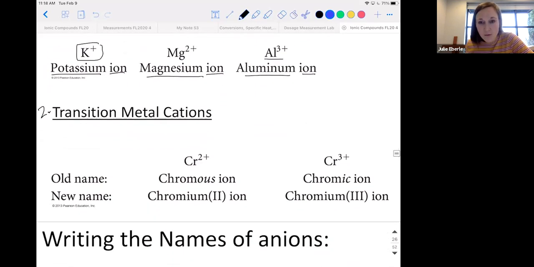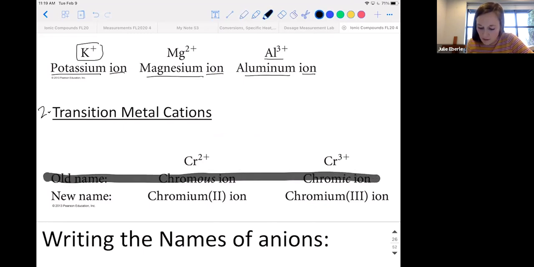All right, transition metal cations are different. This is where you have to use Roman numerals. By the way, I just want you to ignore this right here. We're not going to talk about the old naming system. We're just going to use the new naming system.